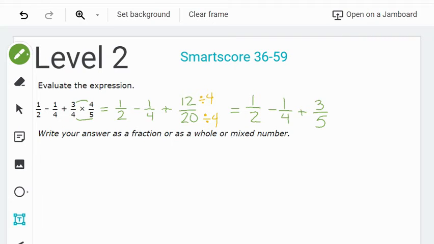Okay, so now we've got subtraction, we've got addition. We want to go from left to right, so we should do that subtraction first and then the addition. And you've got a couple different options here. Well, we definitely need to have common denominators. What we could do is get these two denominators the same, then do this, or we could just change all the fractions so that all of these have a common denominator right away. And I think I like that idea.